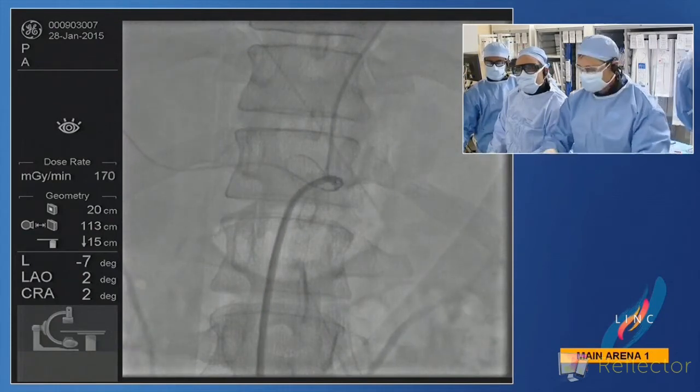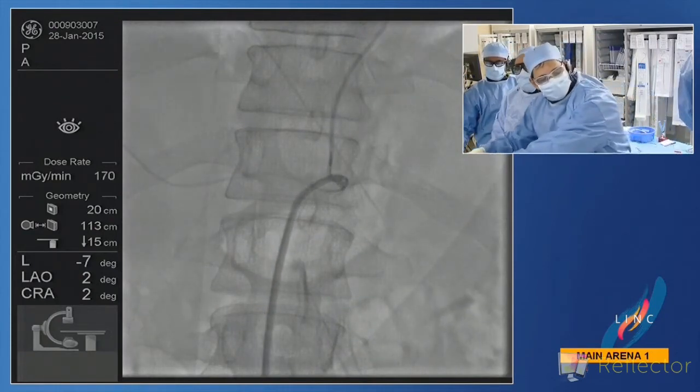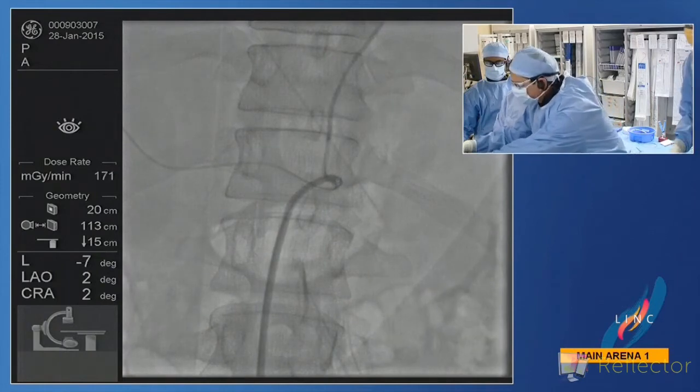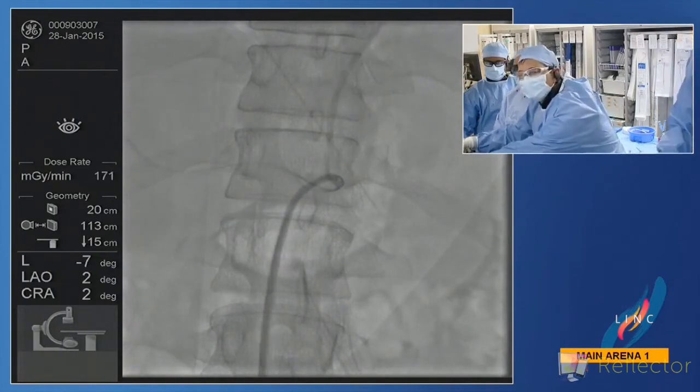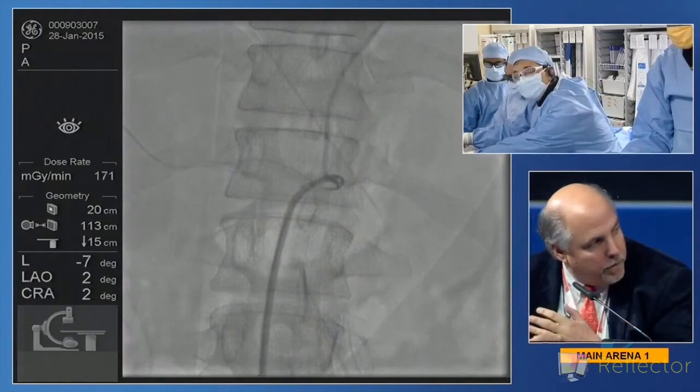Not a red blood cell in the urine. Yeah, right. So Peter and I were whispering about polyarteritis nodosa as another potential weirdness for this, but that'd be a little hard to believe with no blood in the urine.